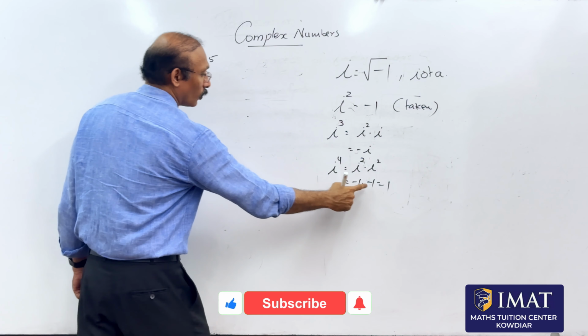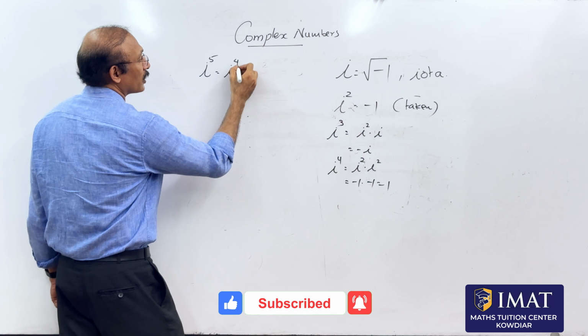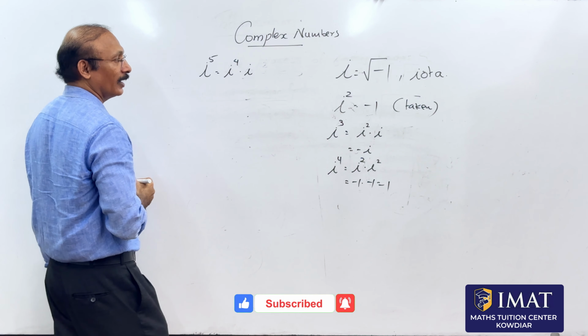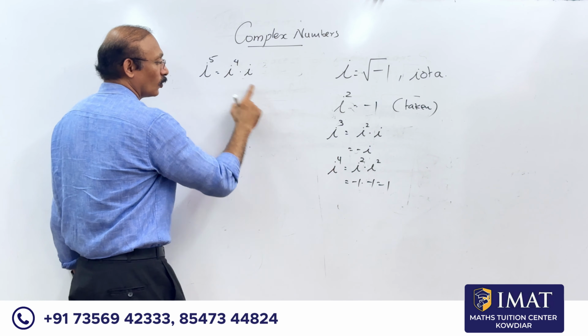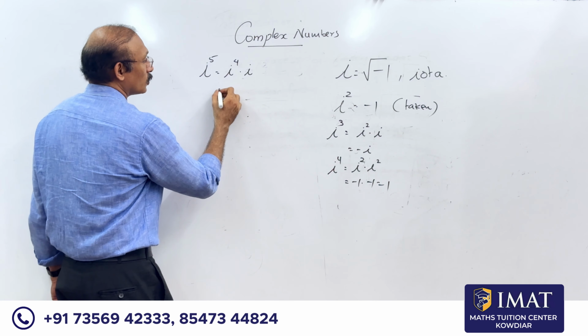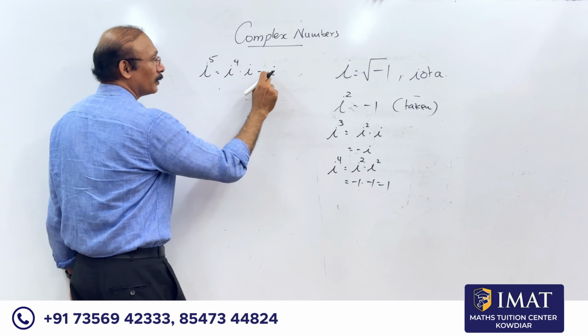i^4 is 1, right? Now, what will be i^5? i^5 is i^4 into i. I can write it like that because 4 plus 1 is 5. But what is i^4? We got the value of i^4 as 1. So this is nothing but i. So i^5 can be written as i.